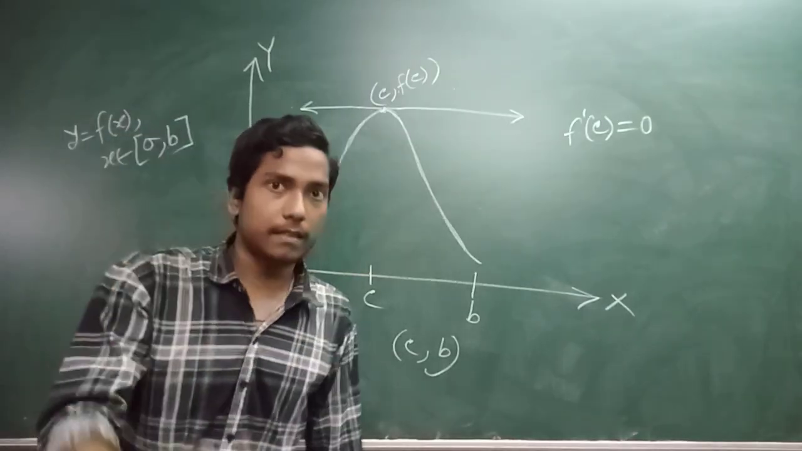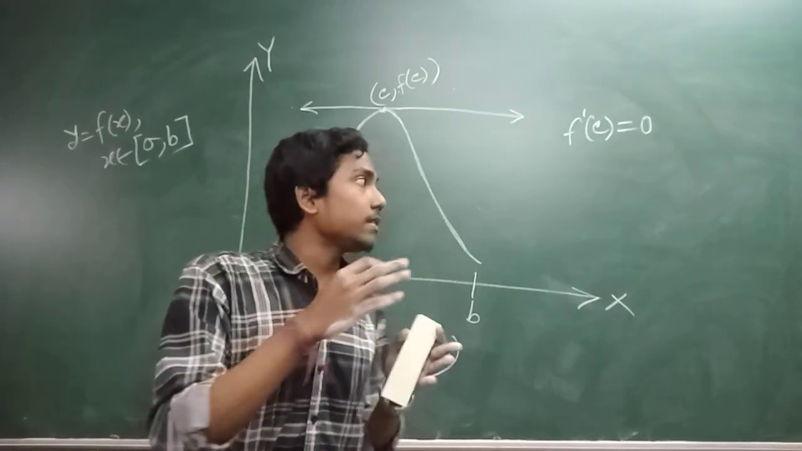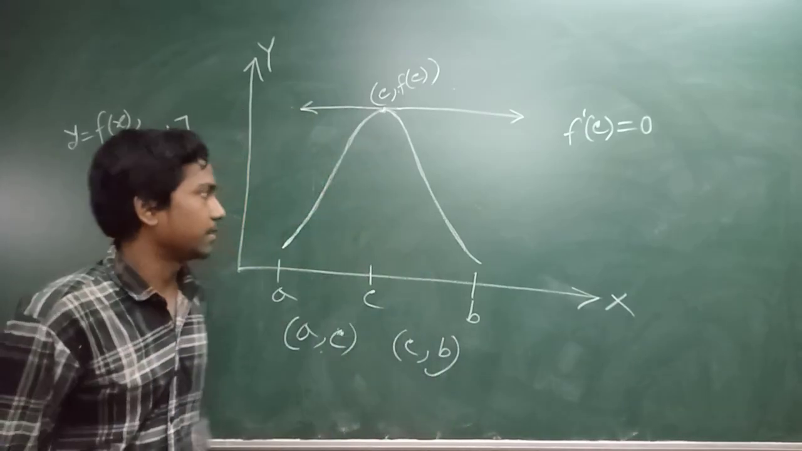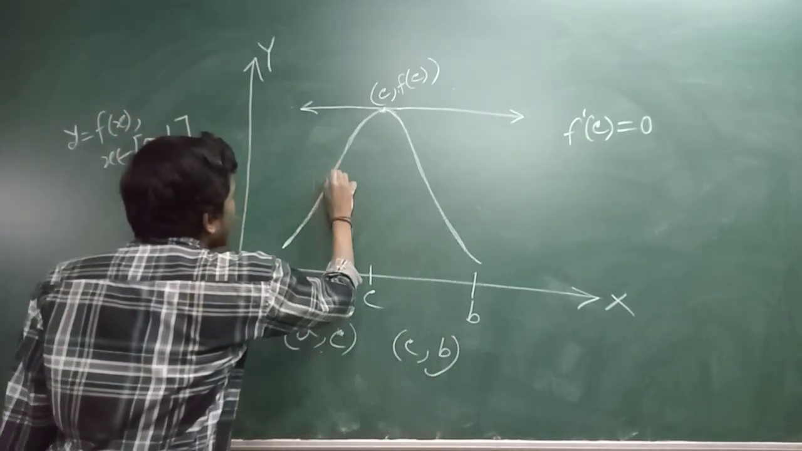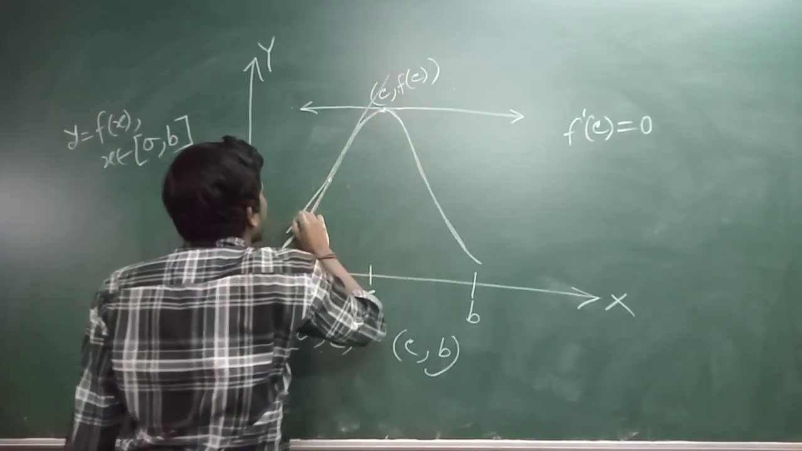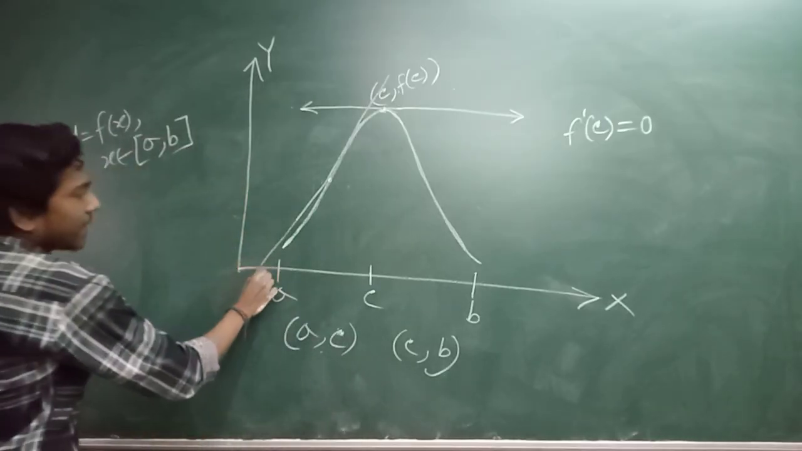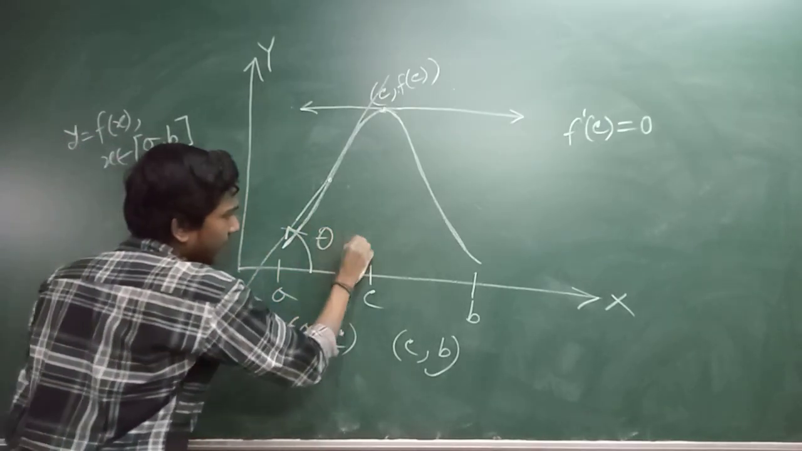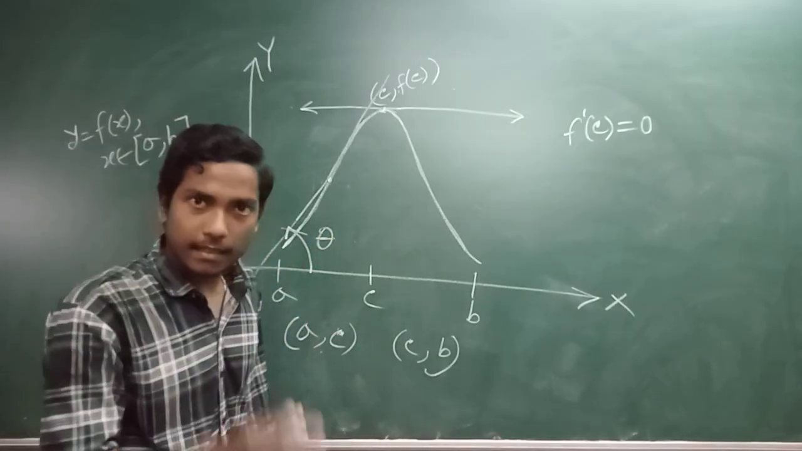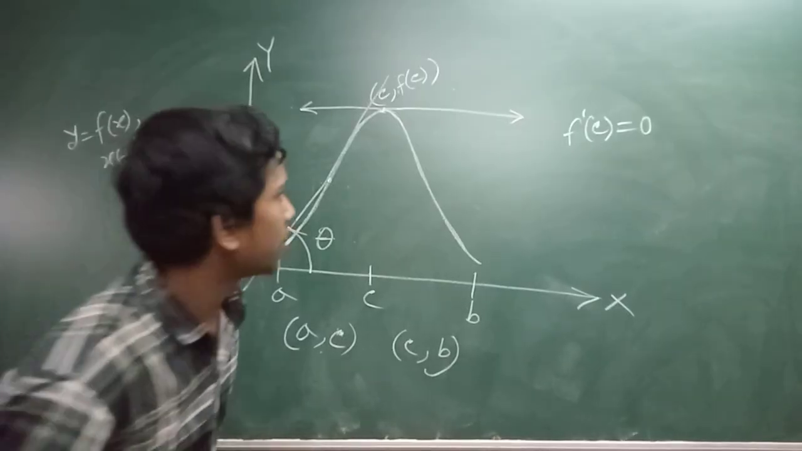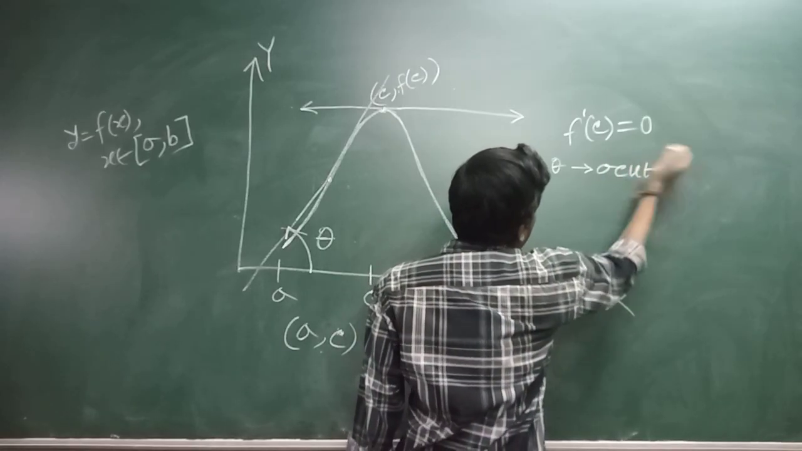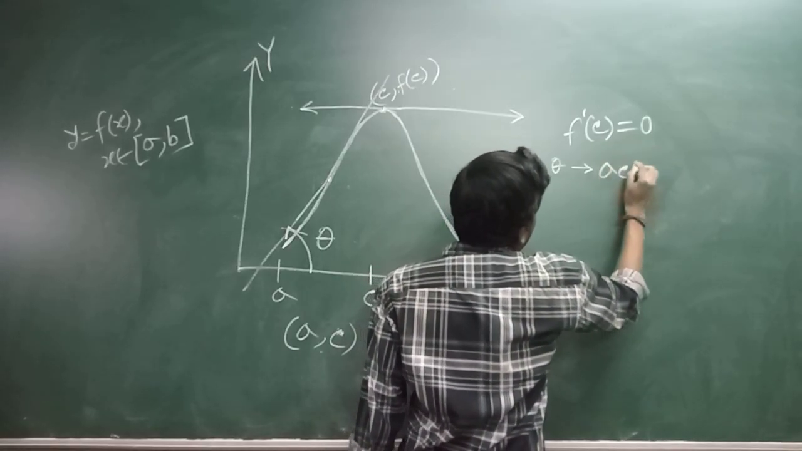But there must be some mathematical condition which will state whether the function is increasing or decreasing in nature. Yes, there is a mathematical condition. So what is it? Now let us take any point in this open interval and we draw a tangent at this point. So this tangent makes an angle theta with x-axis. And it is very much clear that theta is an acute angle.